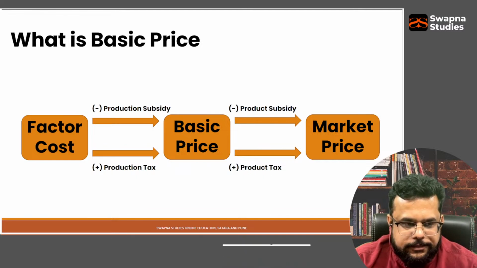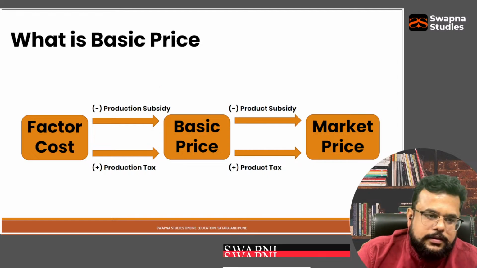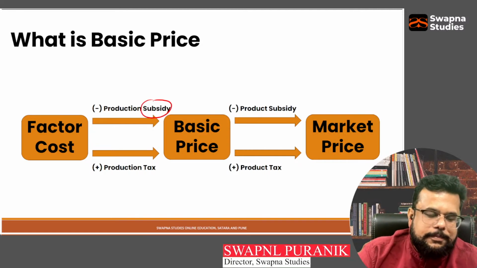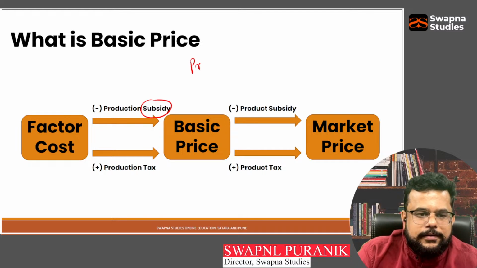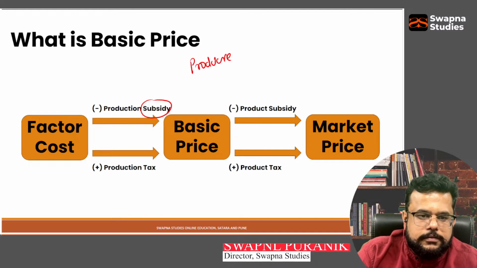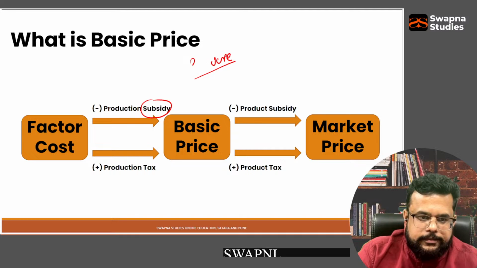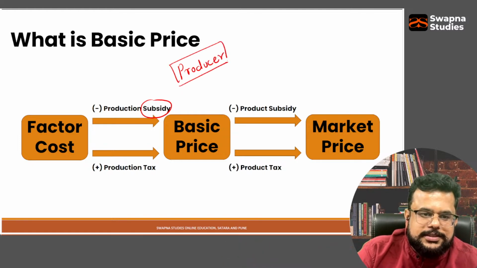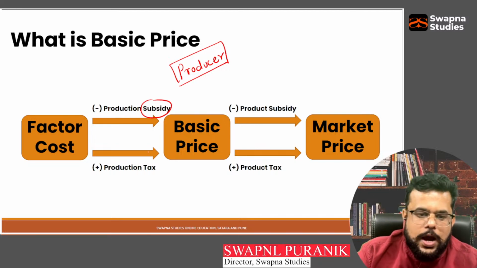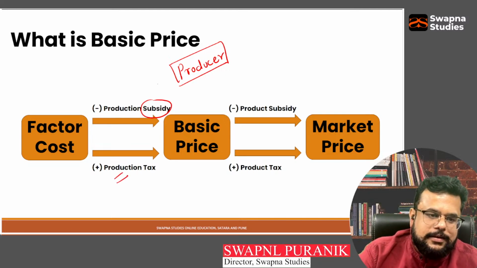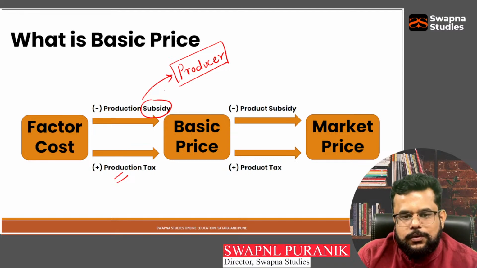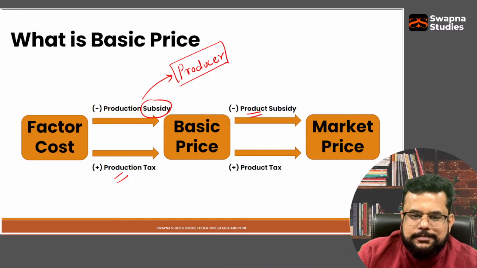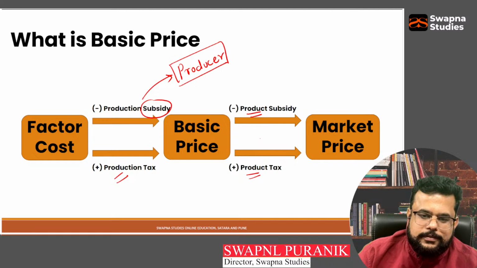See, ये प्रोडक्शन सब्सिडी किसे मिलती है? प्रोड्यूसर को। प्रोडक्शन सब्सिडी किसे मिलती है? प्रोड्यूसर को। हु गेट्स द प्रोडक्शन सब्सिडी? प्रोड्यूसर। हु हैज टू पे प्रोडक्शन टैक्स? प्रोड्यूसर। ओके, प्रोडक्ट सब्सिडी एंड प्रोडक्ट टैक्स.